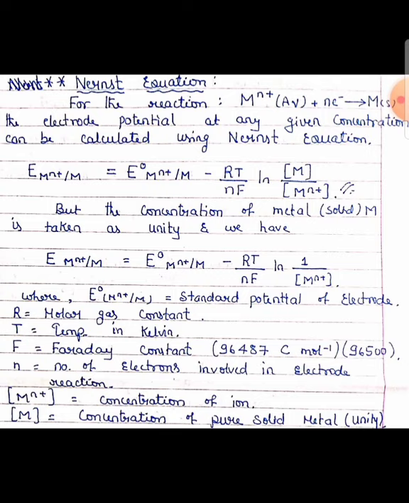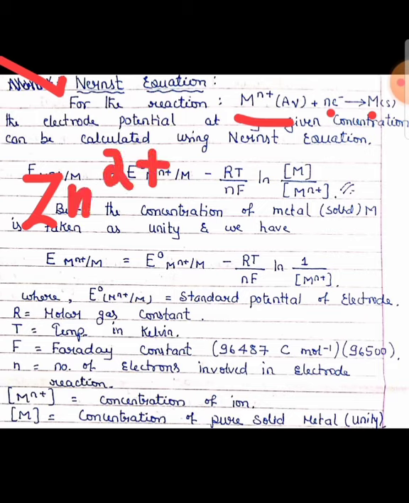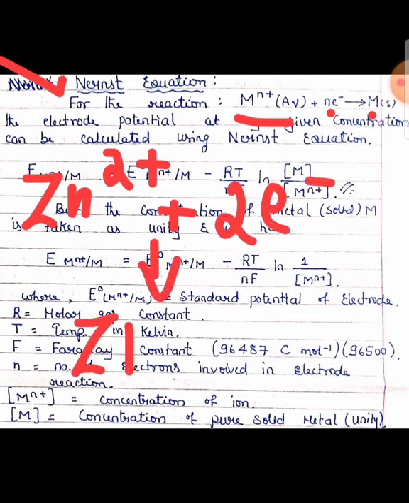Hello students, this video is related to the important topic of the electrochemistry chapter, that is the Nernst equation. If you consider this particular equation of a metal ion in the aqueous state gaining n number of electrons and converting into solid metal, say for example zinc ion Zn2+, I am writing in the place of metal ion, in the aqueous state gaining 2 electrons and converting into solid zinc. So this is the equation.